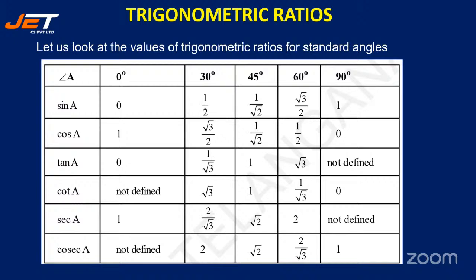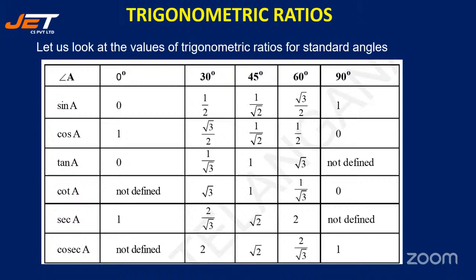Now what is tan? Sine by cos. So 0 by 1 is 0. 1 by 2 by root 3 by 2 becomes 1 by root 3. 1 by root 2 by 1 by root 2 is 1. Root 3 by 2 by half is root 3. And 1 by 0: if your denominator is 0, then it means it is infinity, not defined.